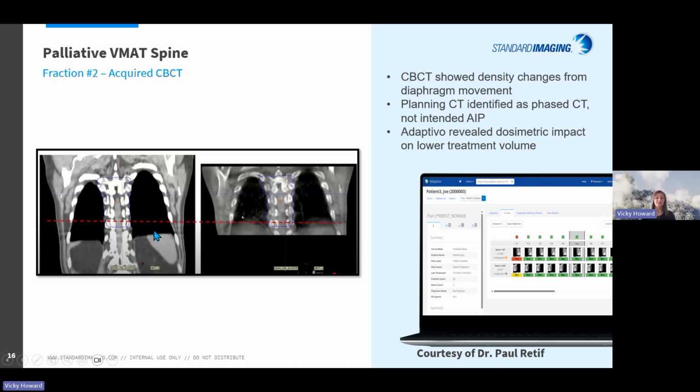And what happened is this planning CT was a phase-based CT, not the intended AIP planning image. So it didn't account for the movement of the diaphragm in here and the corresponding change in density. And obviously this had a dosimetric impact on the lower treatment volume for this patient. And considering this was only a 5-fraction treatment, it's important that we don't underdose any of these areas.